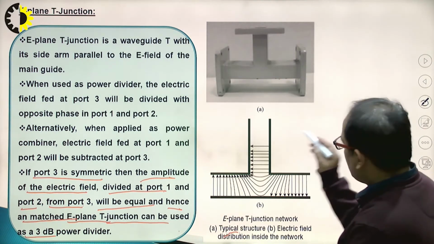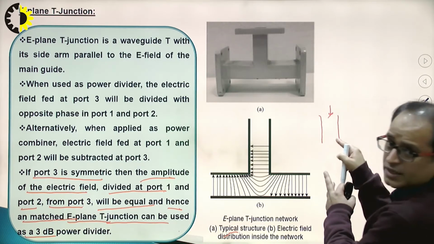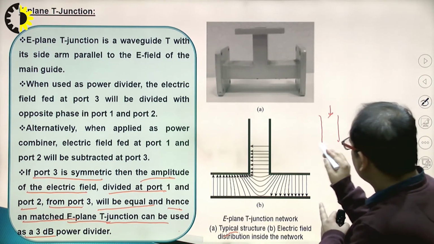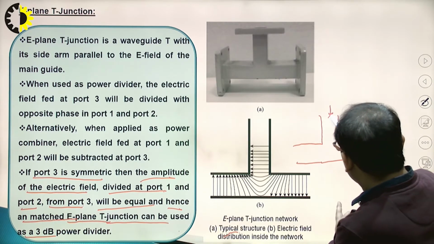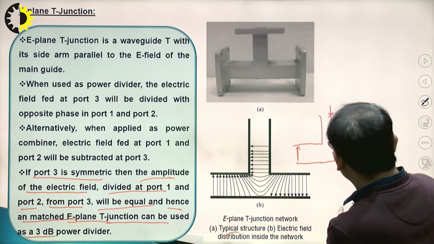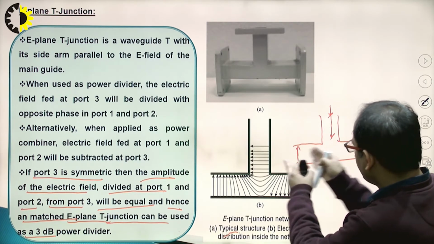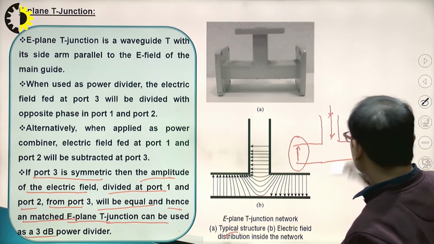Means if port number 3 acts as a matched termination, then the power is divided into two parts, that is not a 3 dB coupler but has opposite phase.